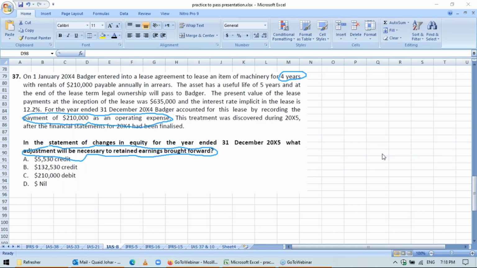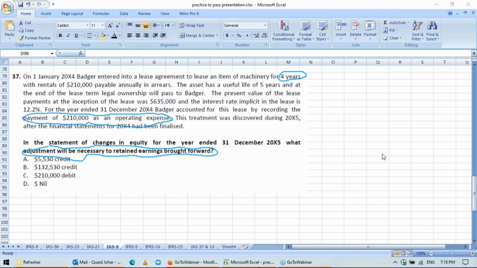Okay, students, look, the lease is for 4 years, and what they have done is they have recorded the payment of 210,000 as an expense. So if the lease is for 4 years, it's a long-term lease. You cannot record the payment as an expense in case of a lease. You have to record the right of use as an asset and a liability. You have to debit the asset and credit the liability, and then you have to depreciate that asset.